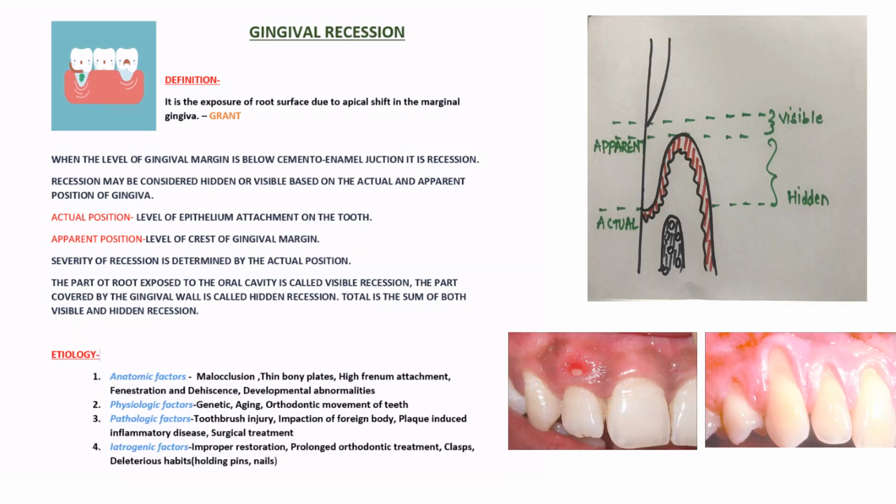Then moving on with the point: actual position and apparent position. So now what do actual and apparent position mean? Actual position is the level of the coronal end of the epithelial attachment on the tooth. So actual is this portion. Actual is the coronal portion, where your gingiva is attached to the tooth, so that is the coronal position.